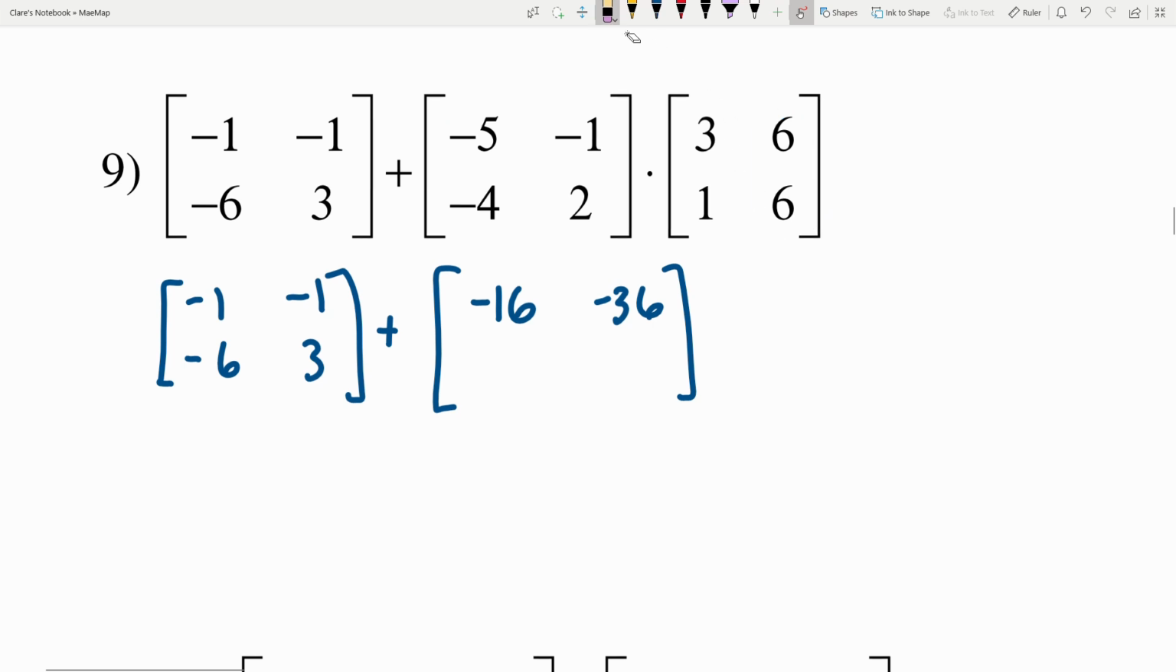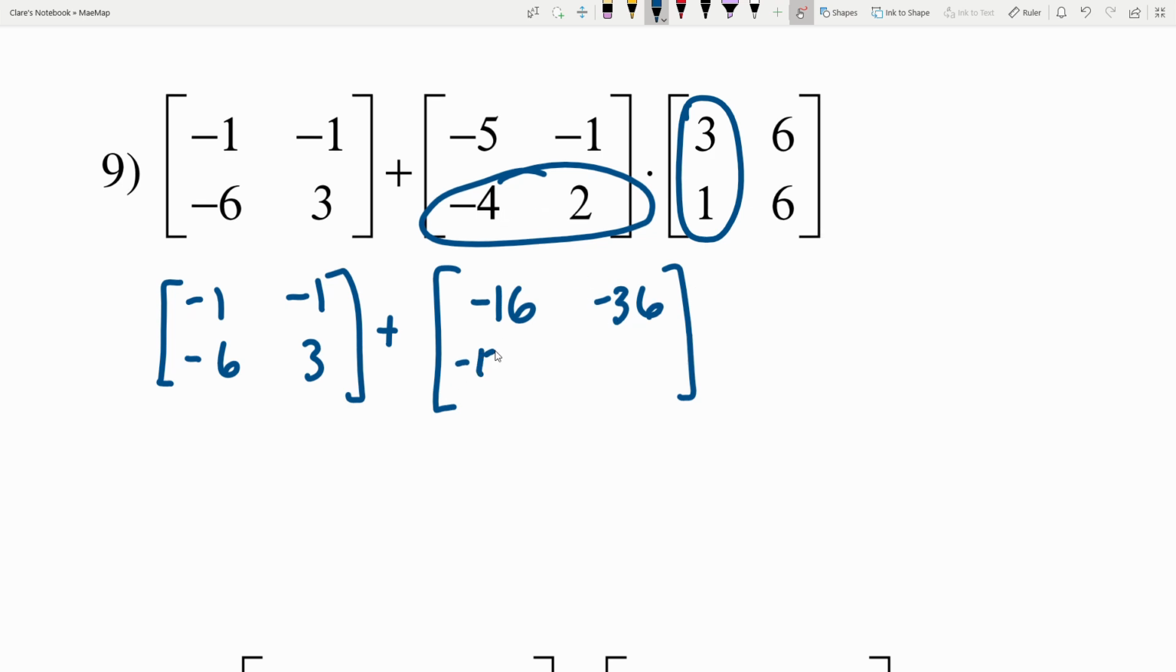Moving on to my second row, negative 4, 2, dotted with 3, 1. Negative 4 times 3 is a negative 12, and I'll add that to 2 times 1, which is 2. Negative 12 plus 2 gives me a negative 10. And then lastly, negative 4, 2, dotted with 6, 6. Negative 4 times 6 gives me a negative 24, and I'll add that to 2 times 6, which is 12. Negative 24 plus 12 gives me a negative 12.